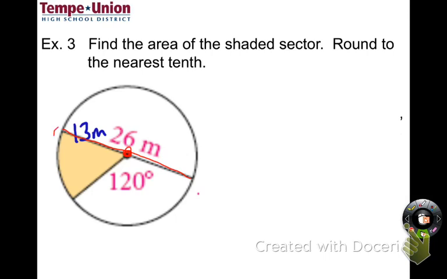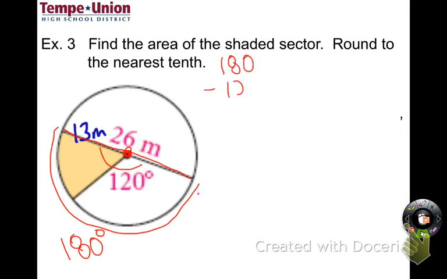So that means that this arc measure would be 180 degrees, or the central angle here would be 180 degrees. So if we want the shaded part, that would be pretty simple. It would just be 180 minus 120, and that would give us 60 degrees. So that means that this part here that we want is 60 degrees.